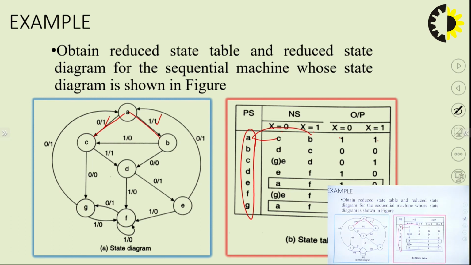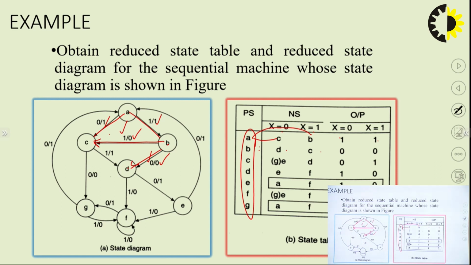Now B to D and B to C. So here B to D and B to C. Input for C is 1, for D is 0, output for C state change is 0 and output for D state change is 0. So we have completed the state table from the state diagram.